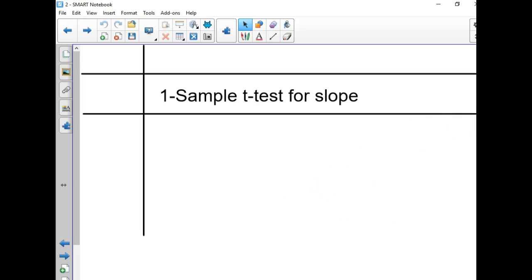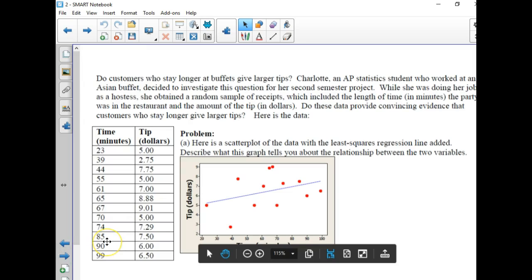No screaming now. All right, one sample t-test for slope. Please fill that out in your table of contents if you're someone who's taking table of contents. If you're not, we'll just get going here.